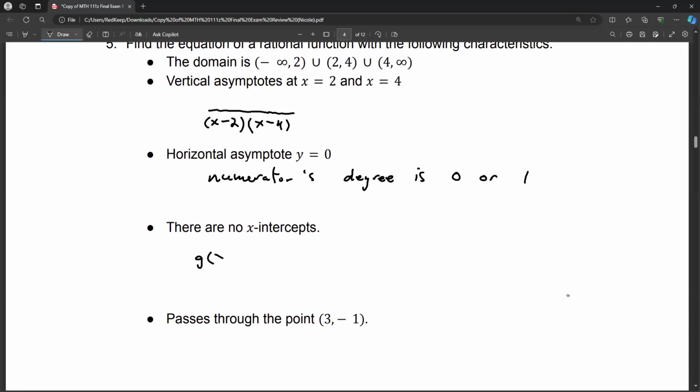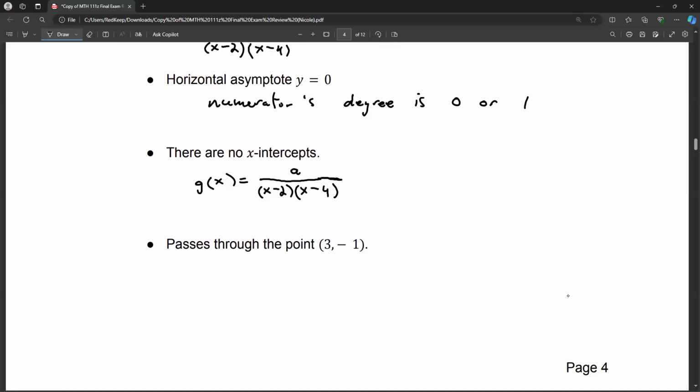I would say my function, like I was saying, I'll call this one g of x for no reason other than just to have a label for it. And we know that the denominator is going to have these factors stated above. And I'll probably just go ahead and reuse my a variable for representing the constant. And this definitely agrees with what we just said about the numerator having degree 0 or 1. Here, the numerator has degree 0. So that's perfect.